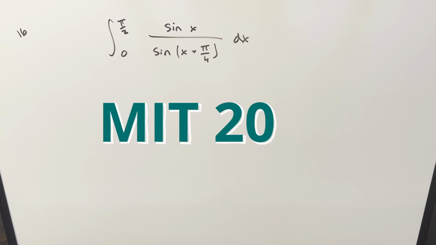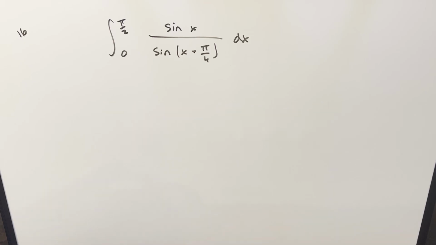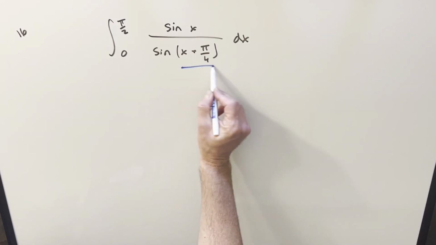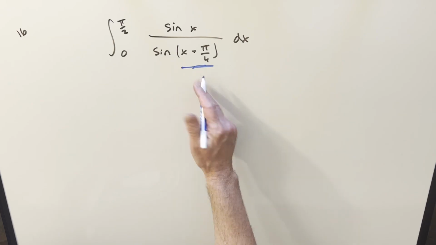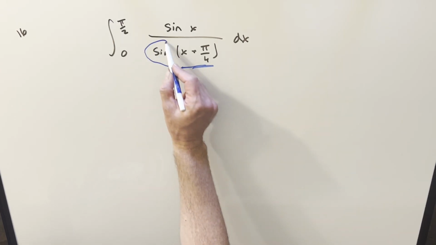Okay, we have another integral here today from MIT 2019, problem 16. We have the integral from 0 to pi over 2, sine x over sine of (x plus pi over 4) dx. The first thing I want to deal with, I don't like having x plus pi over 4 as the angle, so I want to clean this up.